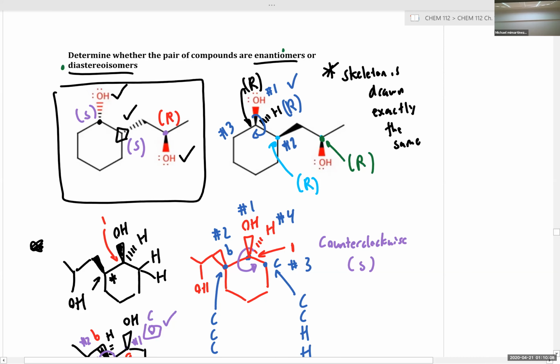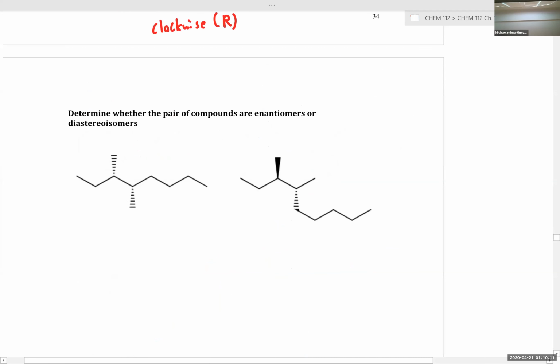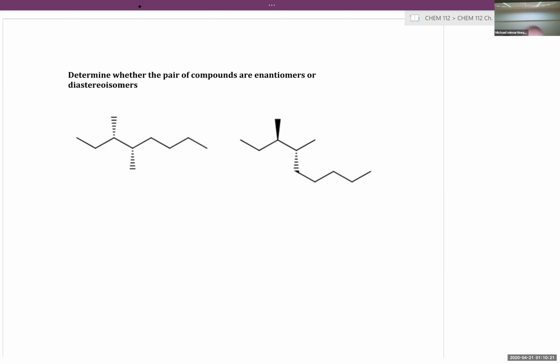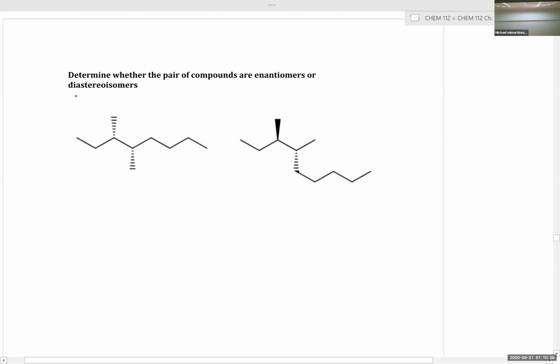Okay. So to show you an example where two molecules may look very similar, but they're drawn in slightly different ways, let's try to compare the following set of molecules, and I'd like you to tell me whether this pair of compounds are enantiomers or diastereoisomers. And again, we always want to focus on this idea.